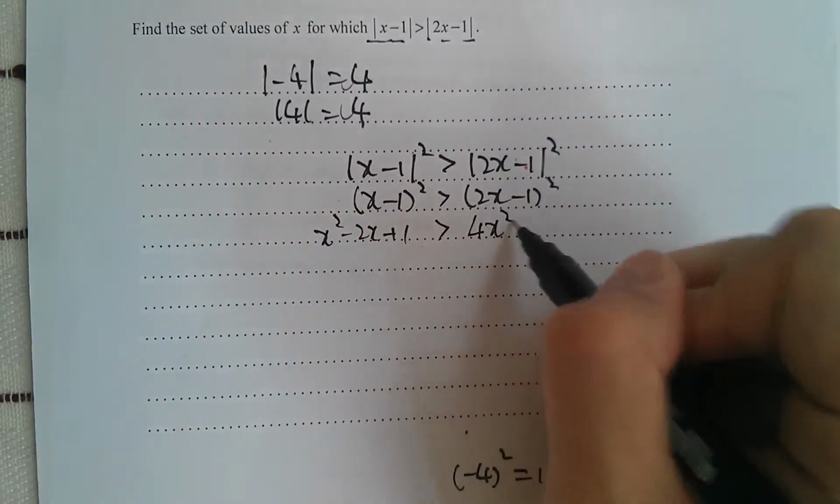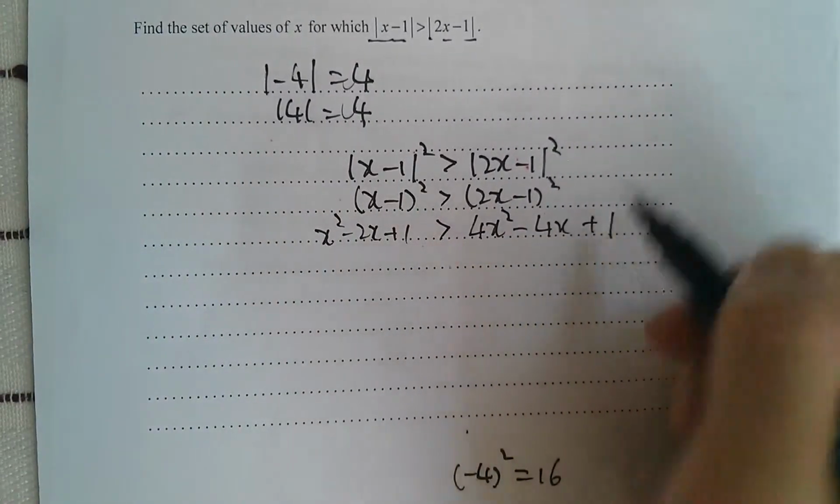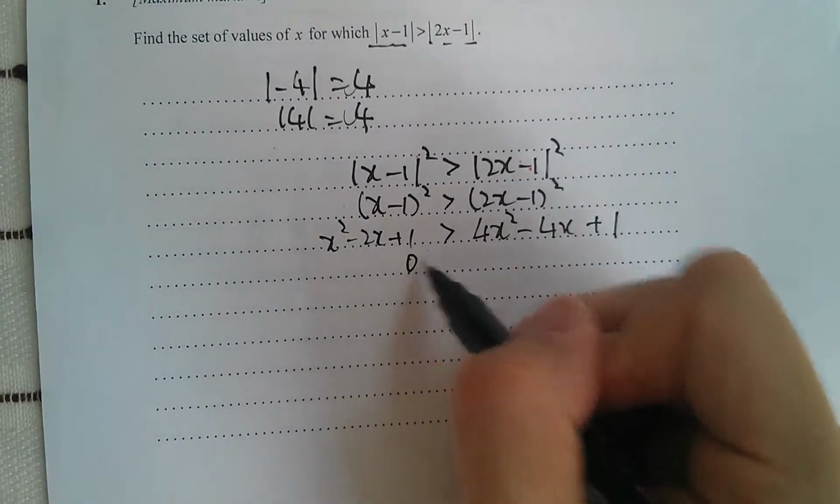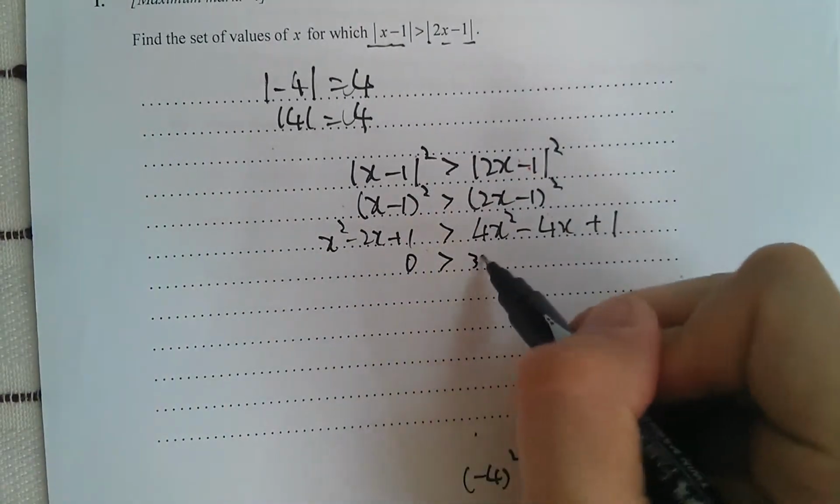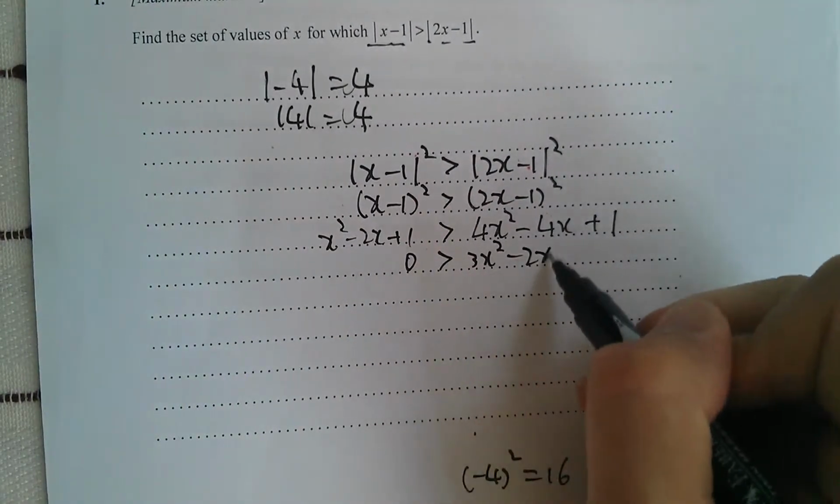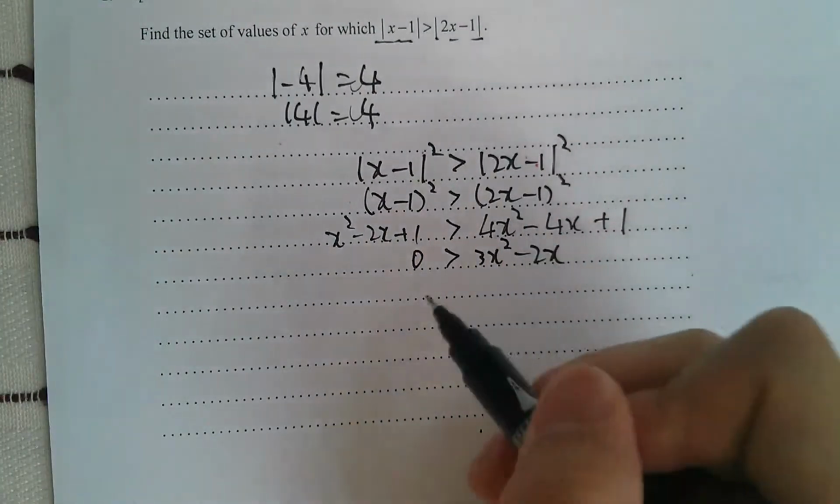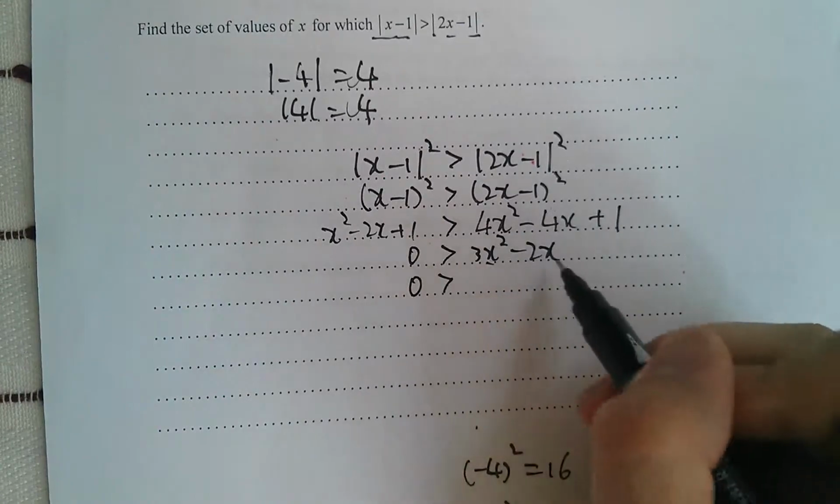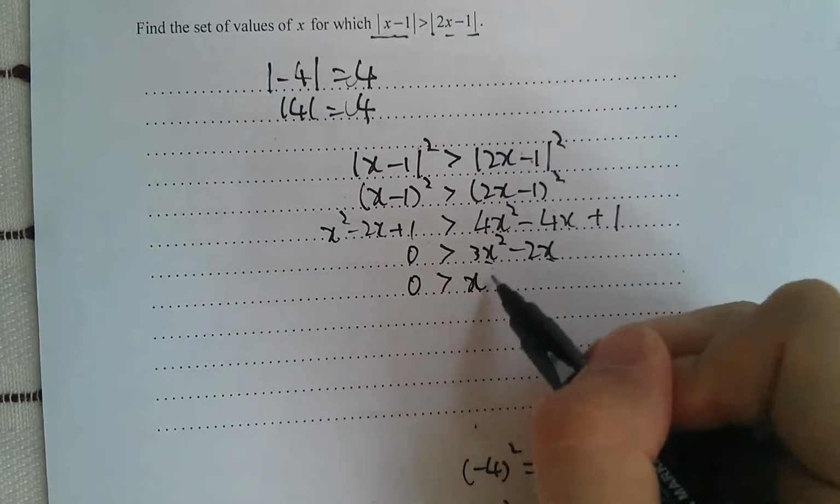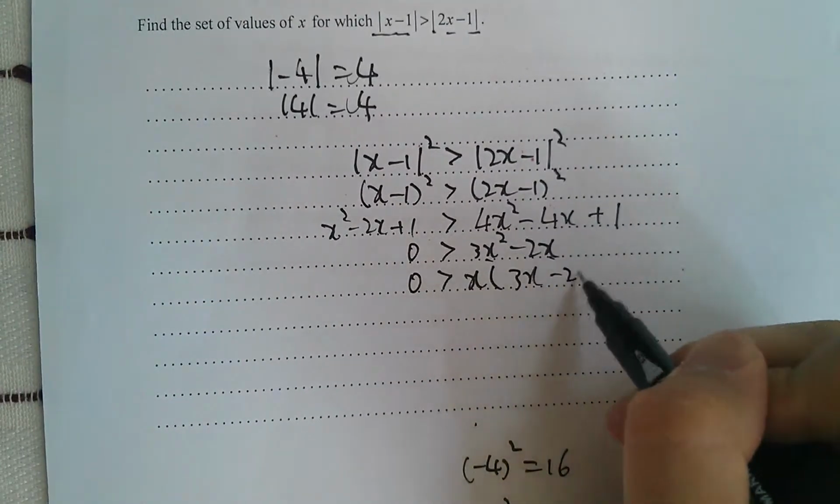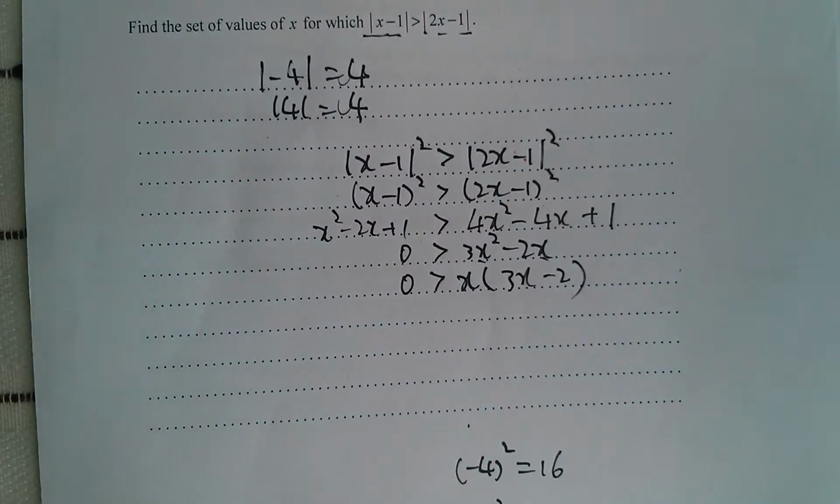Expand this. Since you're XL, I expect you to be able to expand. We move everything to the right-hand side. We kind of want it quick. 1 minus 1 is 0. So both of them contain x, I can pull it out. It's 3x minus 2. What will you do next?